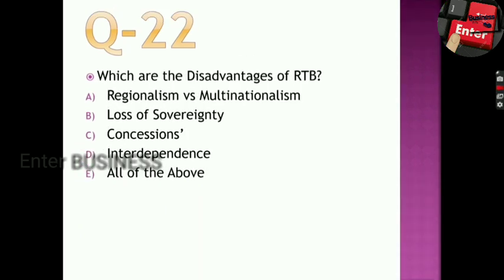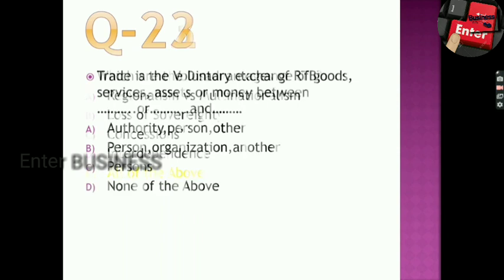And the next one is, which are the disadvantages of RTBs? Option A, regionalism versus multilateralism. Option B, loss of sovereignty. Option C, concessions. Option D, interdependence. Option E, all of the above. So the correct answer is option E, all of the above.